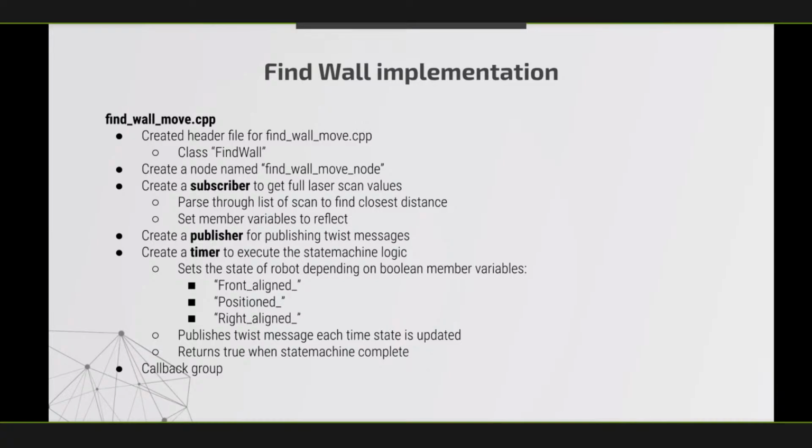And essentially, what those mean is the front of the robot aligned with the closest value that the laser scanner picked up. And then positioned translates to, is the robot within 0.2 and 0.3 meters away from the wall. And then right aligned is the right side of the robot in line with the closest laser scan. Right. So inside that state machine function, it'll publish a twist message each time the state is updated, which moves the robot. And then once all those 3 Boolean values are true, that means that the state machine is complete, and then it'll return true, which would then translate to the service finishing.